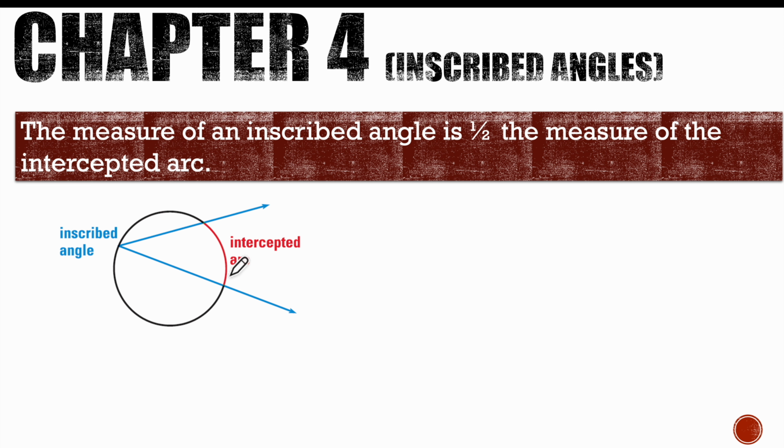So the intercepted arc would be what? The measure of the intercepted arc is the measure of the central angle. If this is the center, then this angle is a central angle. Please ignore the wrong handwriting. So this central angle, or the measure of the intercepted arc, is twice the inscribed angle. If this is x, then the central angle would be 2x. The measure of an inscribed angle is half the measure of the intercepted arc.